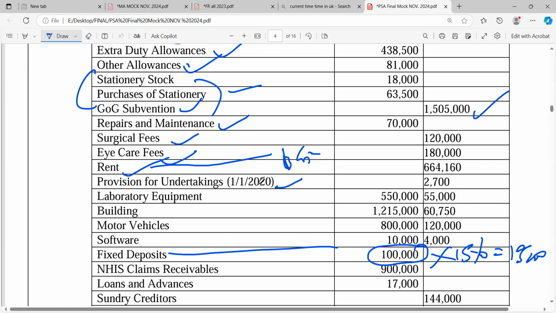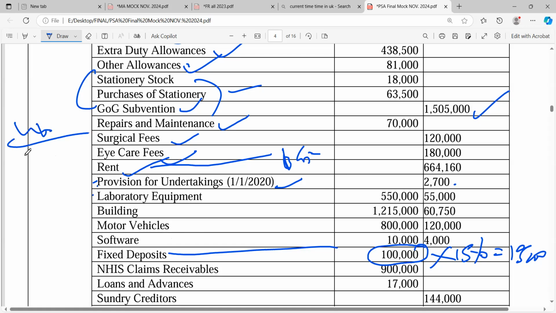Provision for undertakings, that's the opening balance. You compare to the closing balance. We have 3,000 compared to 2,700. That's an increase. So only 300 hits the goods and services, and 3,000 hits the undertaking itself. Where would the undertaking fall? It goes to goods and services, but you have to compare the opening balance.